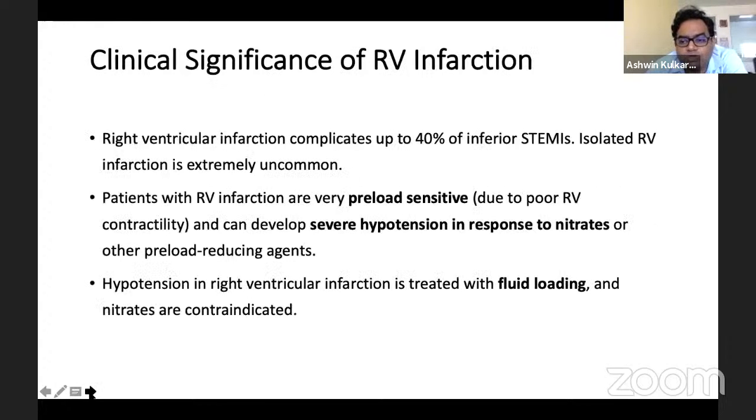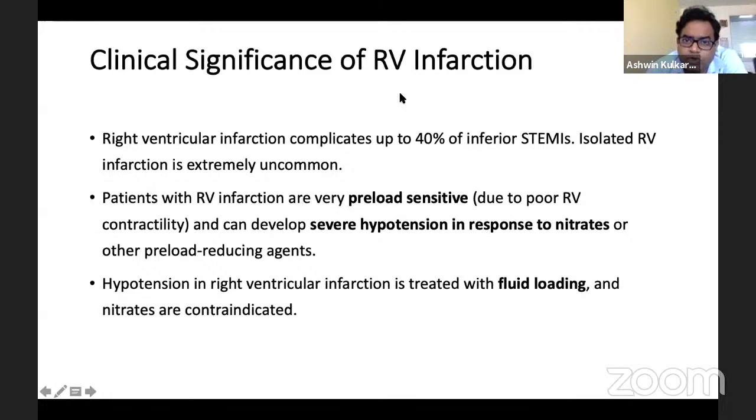So why are we supposed to diagnose this right ventricular MI? Right ventricular infarction complicates up to 40% of patients with inferior MI. So 40% is quite a huge number. Patients with RV infarction are very preload sensitive because of poor RV contractility. They develop severe hypotension in relation to nitrates.